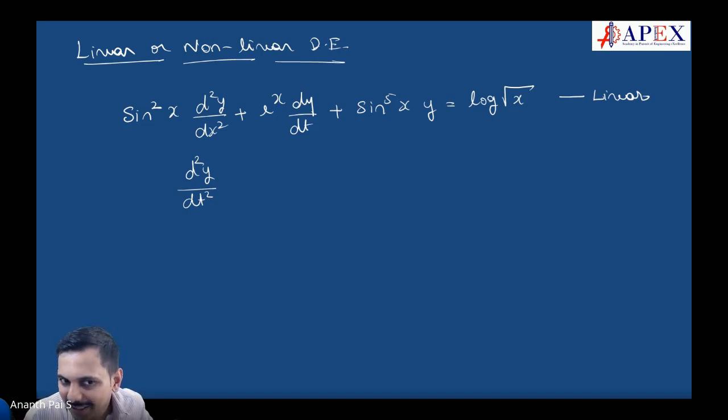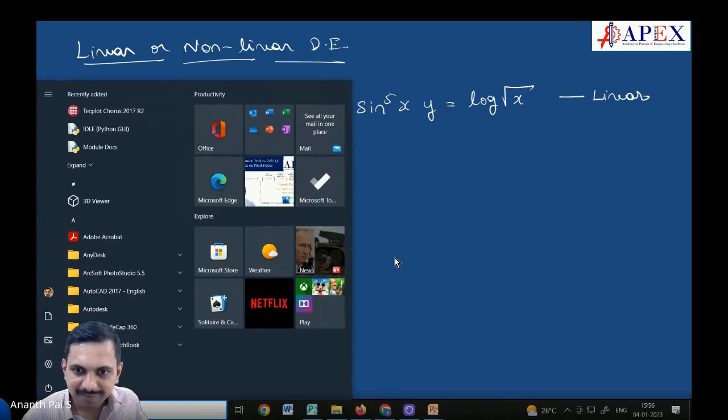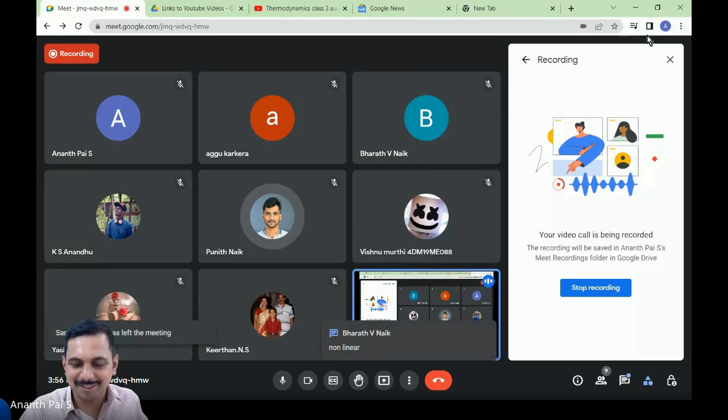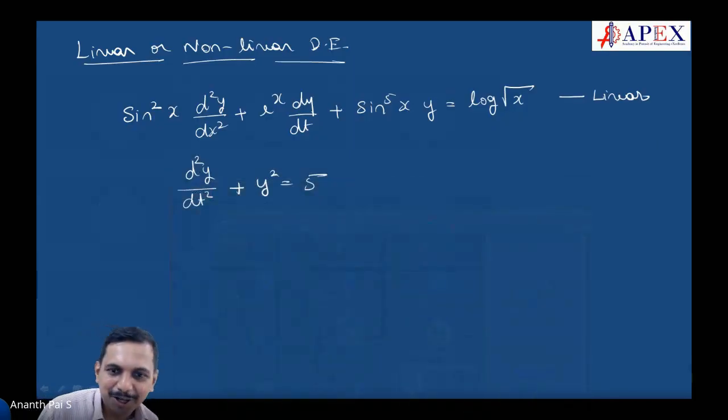Okay. Now, d square y by dt square plus y square is equal to sine y. Is this linear or non-linear? Or let us say it is equal to 5 now. Linear or non-linear? Bharat, tell me fast. You have to speak up. Non-linear, sir. Very much. So this one is non-linear.